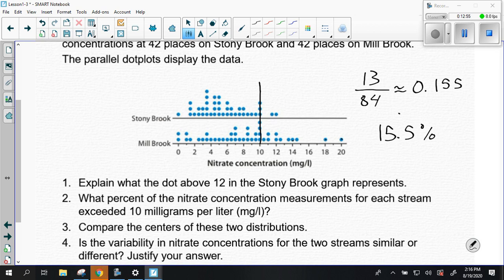All right, fantastic. If we look at the centers of these two distributions, about where the middle might be, I might imagine that the center of Stony Brook is somewhere over here.